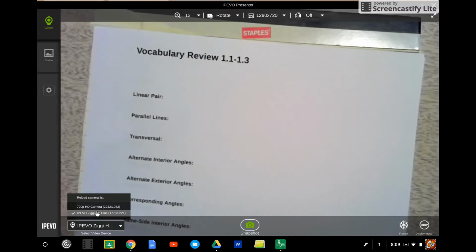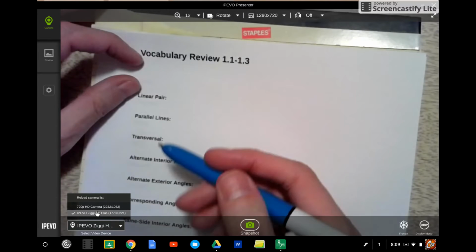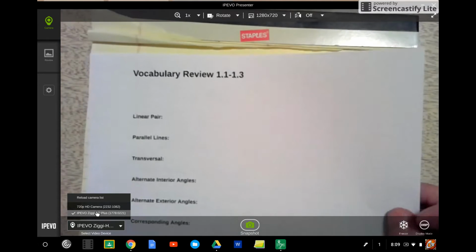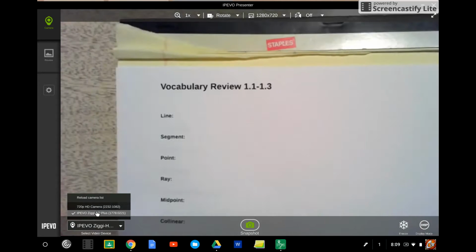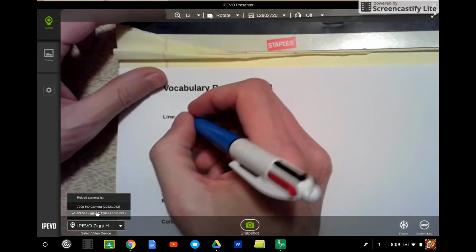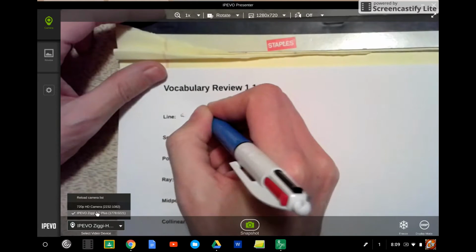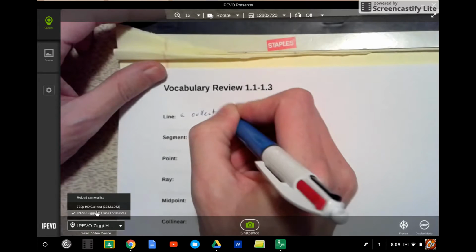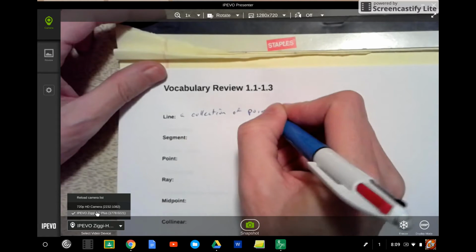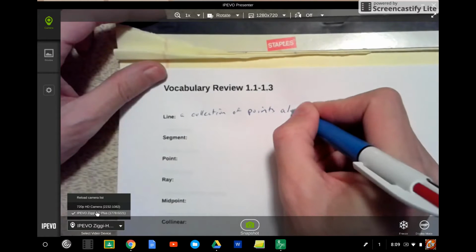So here's some of the words that we were starting off with. Things like linear pair. Well, actually, let's go a little earlier. Got a whole other list here. A line. Well, we talked about a line. We said a line is a collection of points along a straight path.